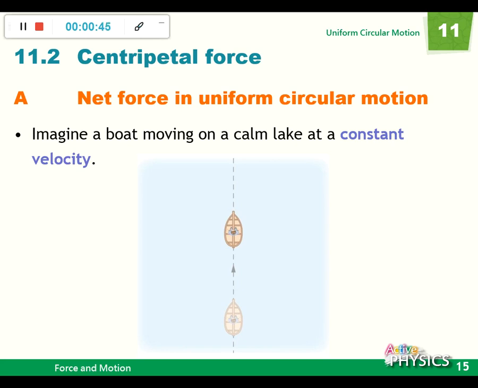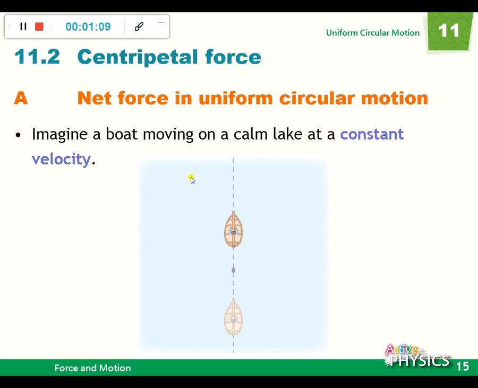Now let us start it. This one, centripetal force, 向心力, OK, 唔係離心力, 係向心力, 向住中心嘅力. This is the force in uniform circular motion. What is the meaning? It means that in order to have a circular motion, you should provide a force on it.